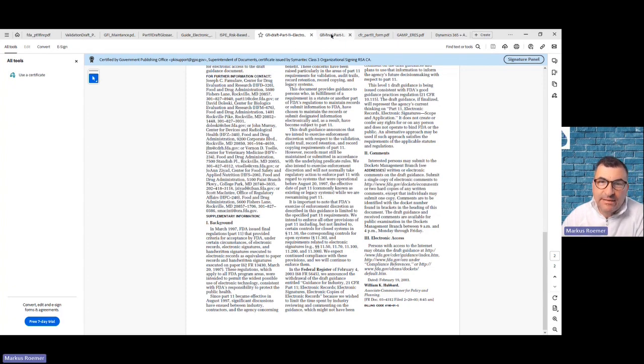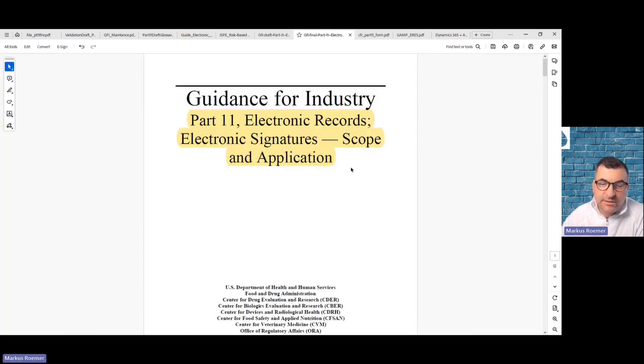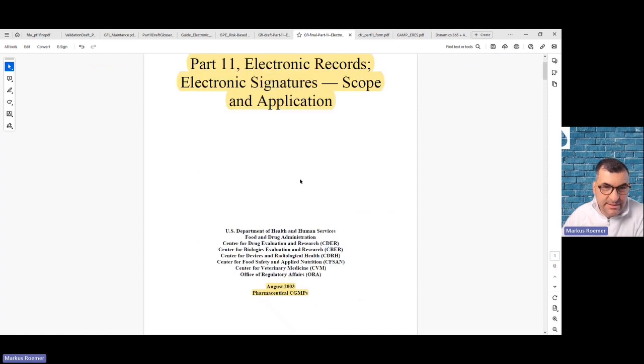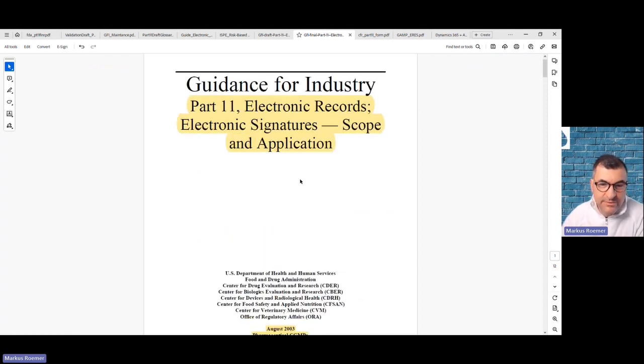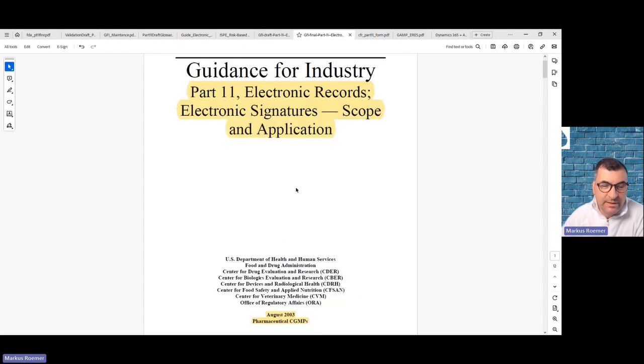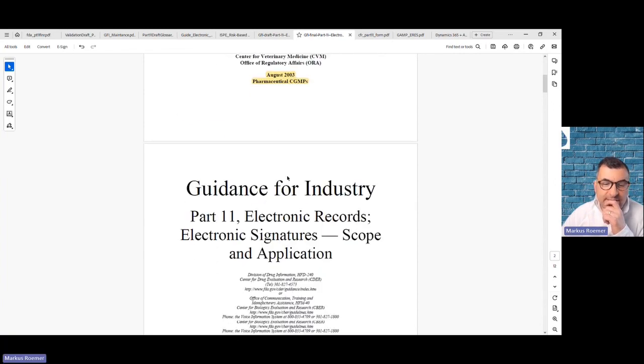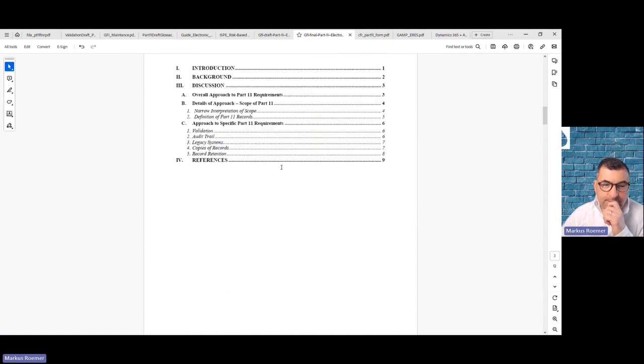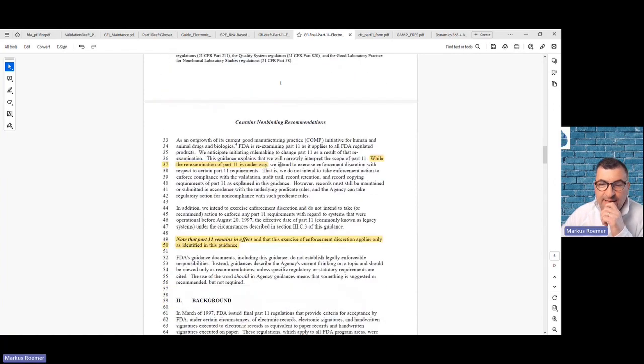So, then in August 2003, I think even this is very fast for a guidance for industry document from February to August, they put in the final one. What is interesting in this document, I just highlighted some of the things. Now we have 2024. FDA is re-examining Part 11.